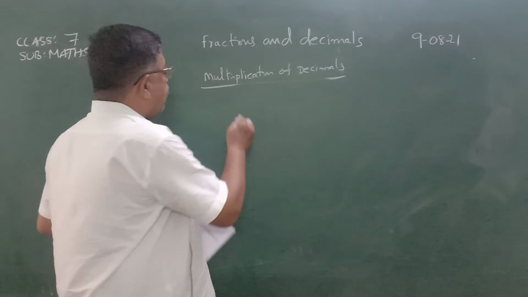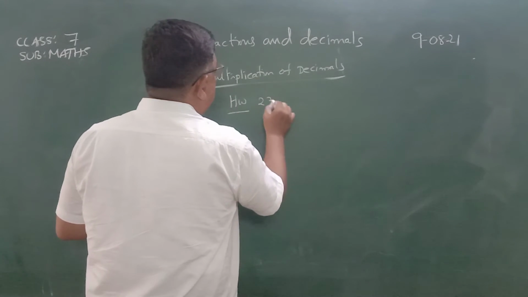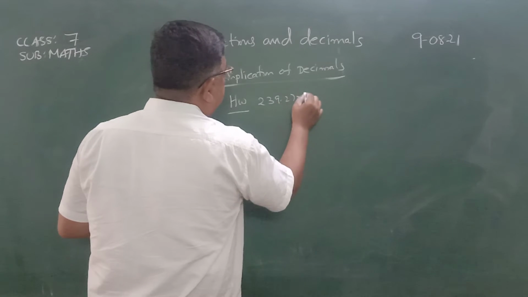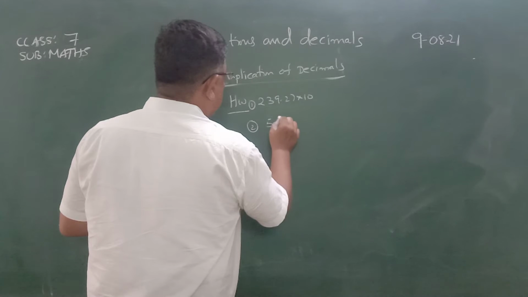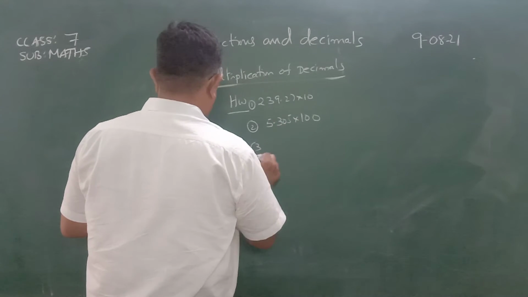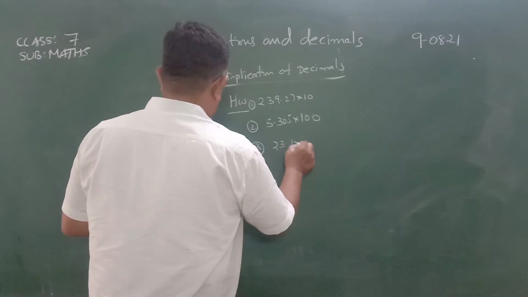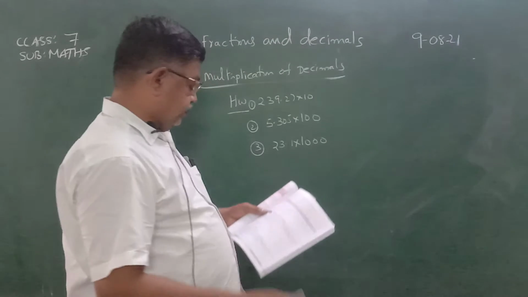Now you try these homework problems. Note down. 239.27 into 10, first problem. Second problem, 5.305 into 100. Third problem, 23.1 into 1000. These 3 problems you can try as homework.